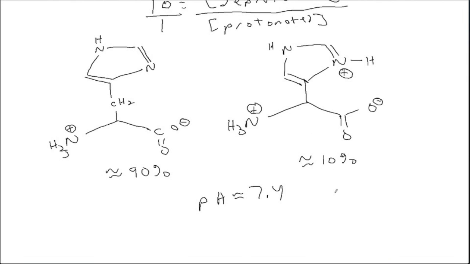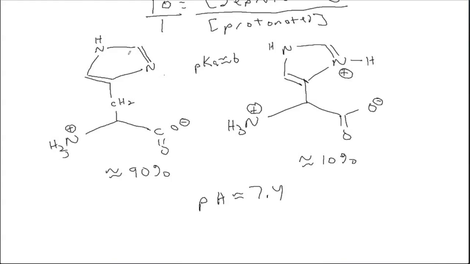So what we just showed is that because 6 is less than 7, most of the histidine in the body will be in this neutral form in the side chain. However, because 6 is only 1 unit less than 7, there will be a significant fraction, about 10%, that's in the positive form. This turns out to be very important. What this really means is that there's an equilibrium between these two forms.